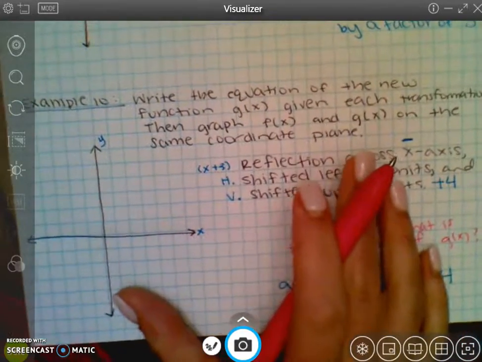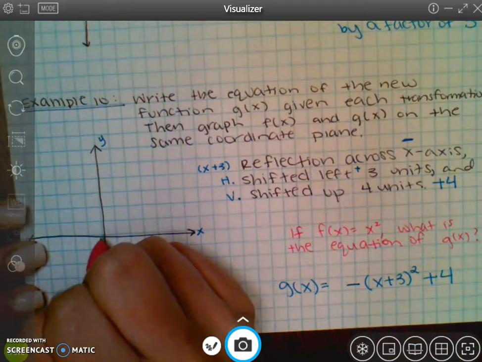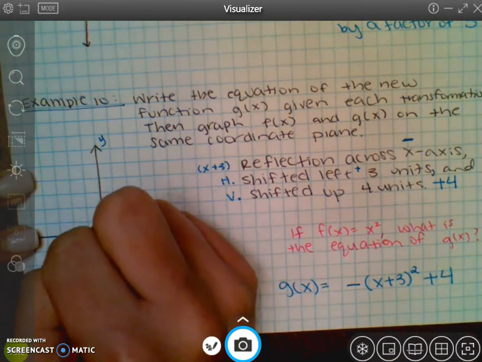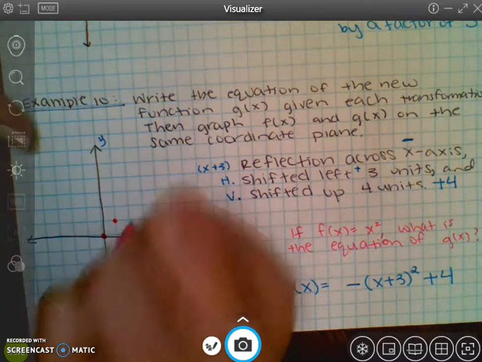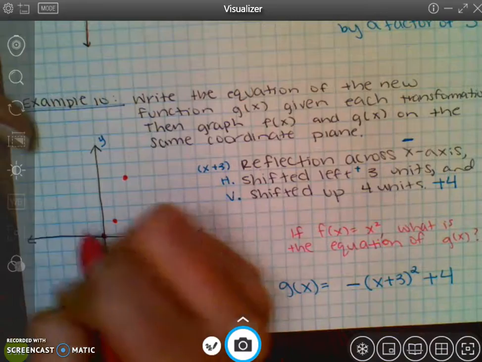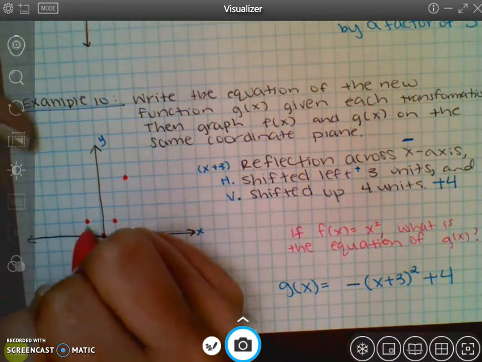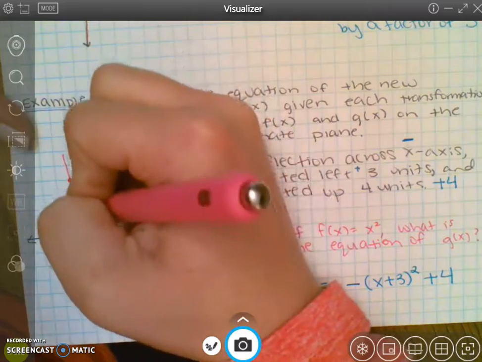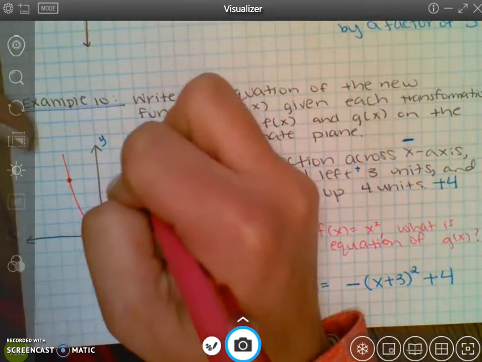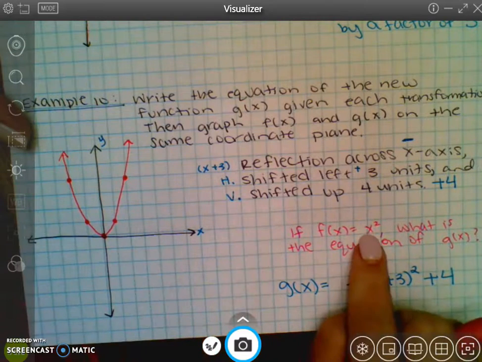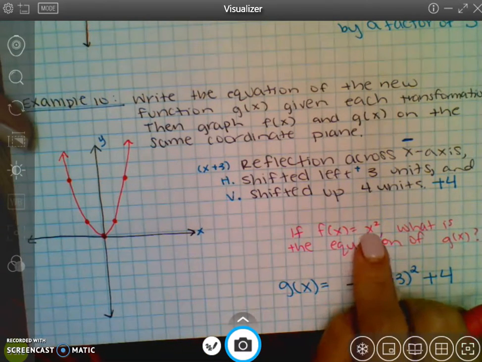Can you see that? Okay, so just like before, I had 0, 0, 1, 1, and then looking up here, I had 2, 4. Okay, and I'm just using the same exact points I had above. Negative 1, 1, negative 2 was 4. Okay, and I know it's at 0, 0 because this is called the parent and it wasn't moved anywhere. All parent functions are going to start at 0, 0.